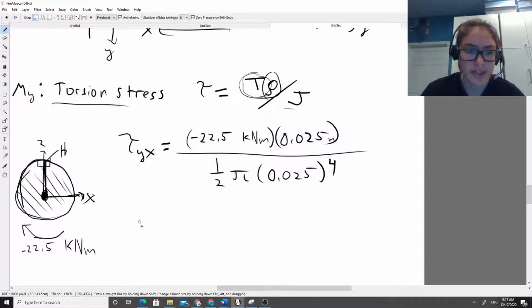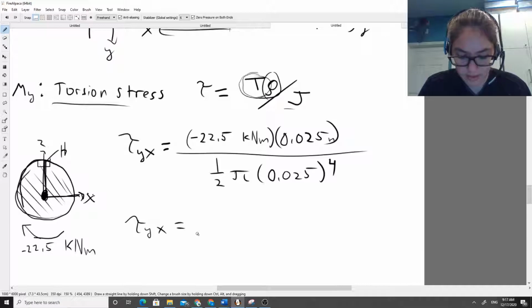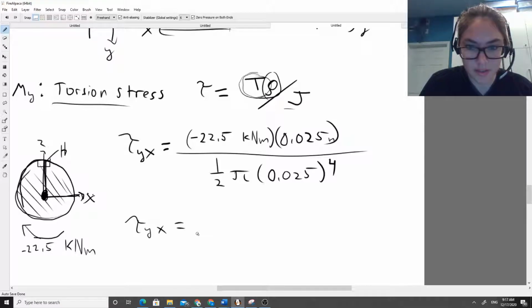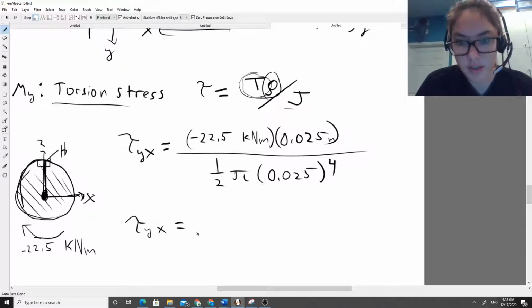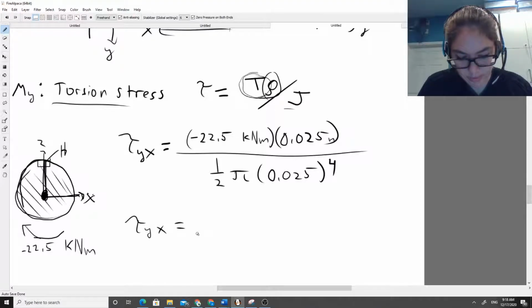So let's go ahead and plug those numbers in, and we can solve that for our shear stress, which is tau yx, which is equal to negative 22.5 times 1,000, because that's kilonewton meters, times 0.025, times 2, divided by pi, divided by 0.025 to the fourth. I keep messing up.